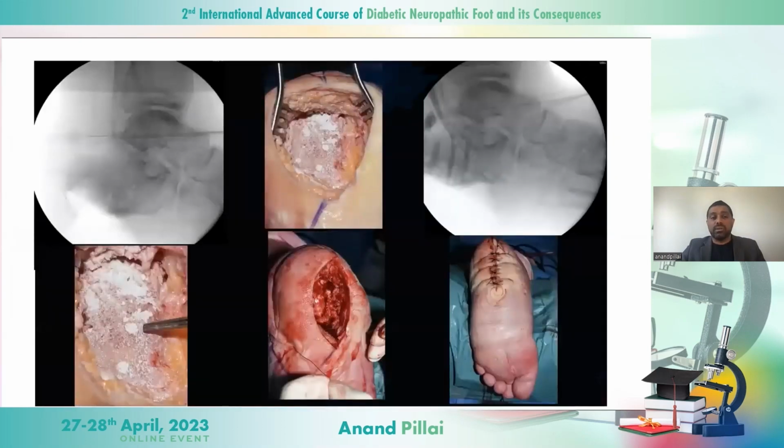A similar sort of example, but on this occasion, after we did a calcanectomy, we managed to close the skin using some tension stitches so that we had primary closure on day 1.